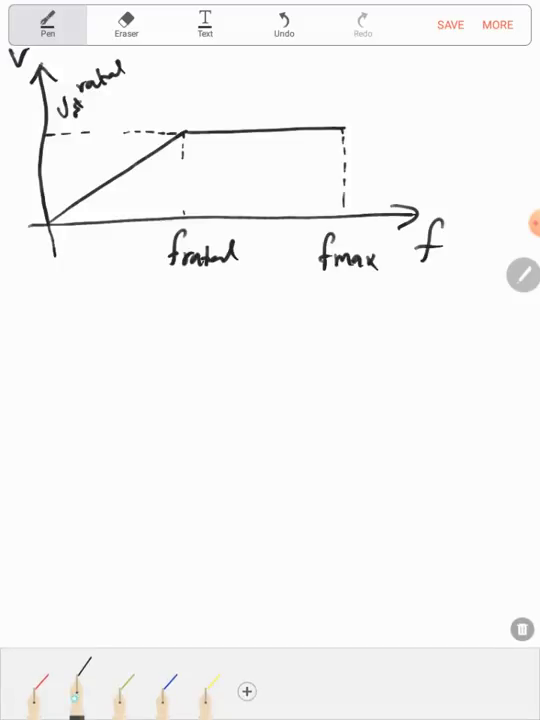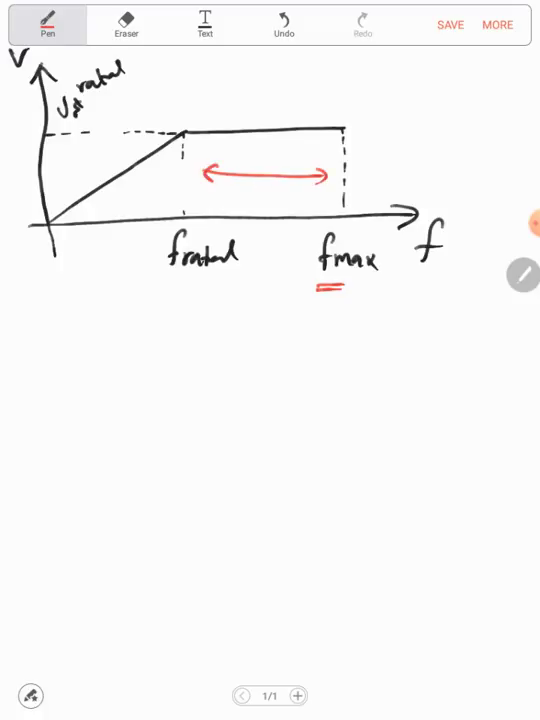In general, the maximum frequency is decided by the mechanical structure of the system, how much vibration the shaft can handle. So from here to here we have the frequency control, and from here to here we have the constant V over F control.